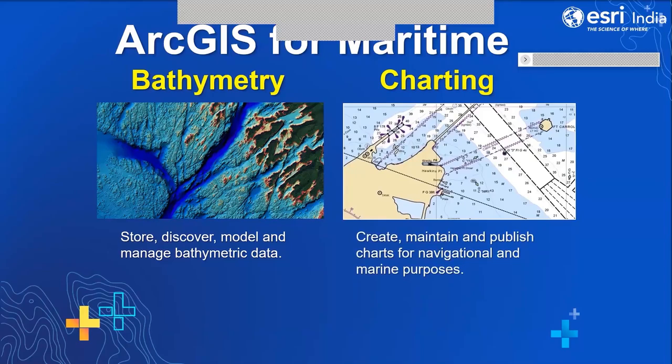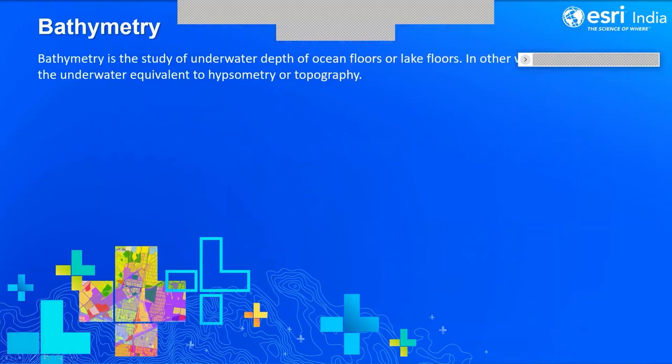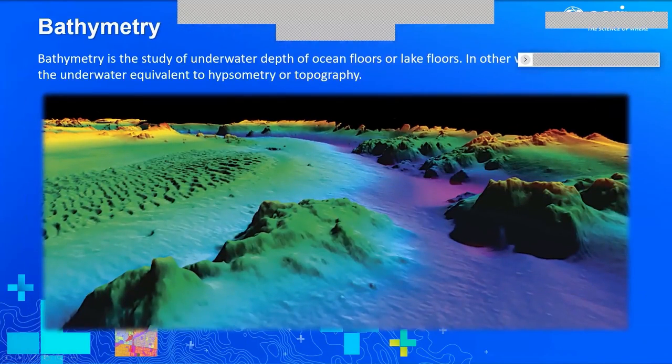So let's start with ArcGIS for Maritime Bathymetry. What is bathymetry? Bathymetry is the study of the underwater depth of the ocean floors, riverbeds, or lake floors. It describes how the terrain surface is below the water surface. In other words, it can also be called the hypsometry or the topography of the water surface.